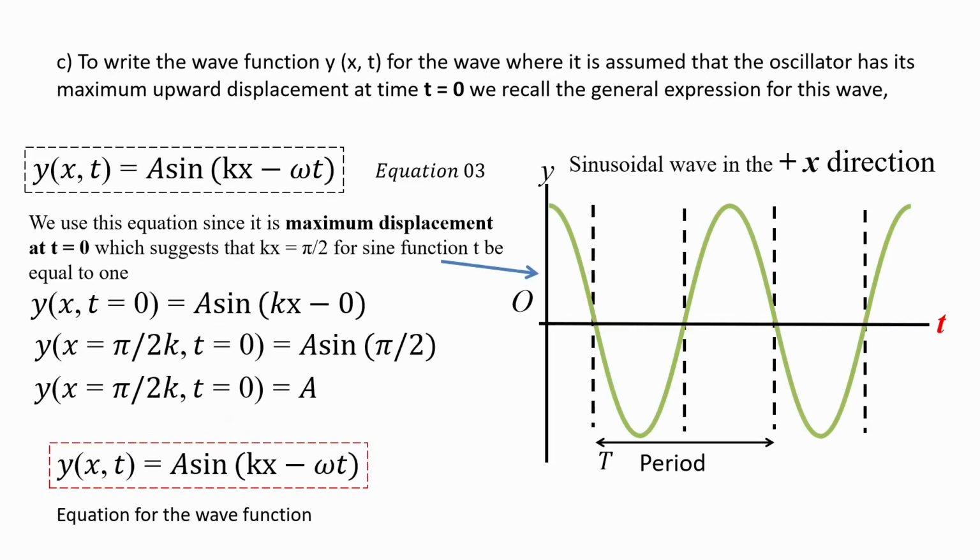To write an expression of the wave function for this type of wave, where it is assumed that the oscillator has its maximum upward displacement at time t equals 0, we simply use the general expression 3. We use this expression since it fits the description given in the problem at time t equals 0. This would give a maximum displacement when we solve the problem, and we see its graphical representation on the right.